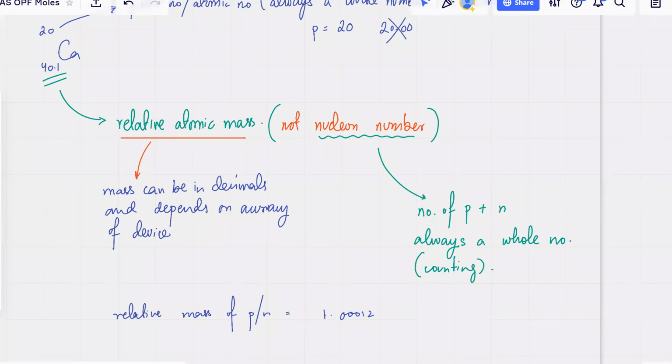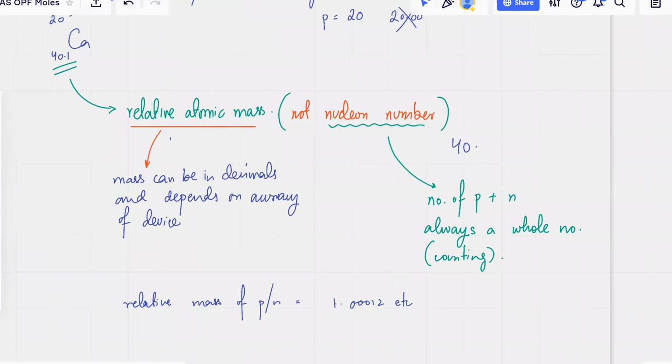So the point is, when you convert the nucleon number, like if you have a nucleon number of 40, and you measure the mass and add them all up, the small decimal values might get added up to become 40.1, or depending on the accuracy, 40.123, something like that. Is this point clear? So you have to keep this in mind.